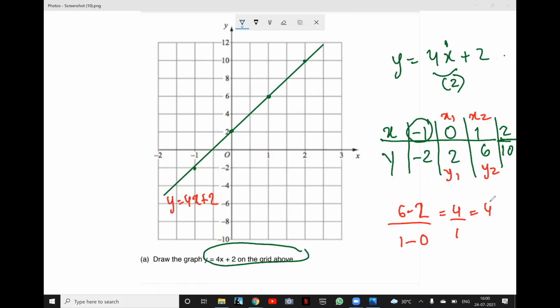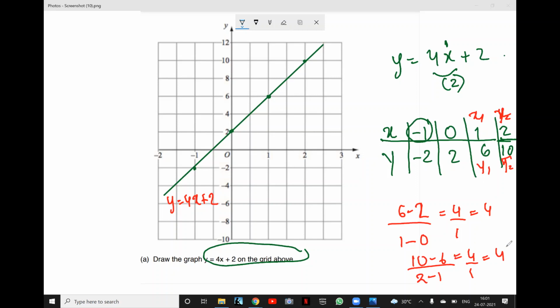I can consider any coordinate. For example, rather than this, let me take this. So any intersecting point will give me the same answer. For example, let us consider this as x2, y2 and x1, y1. y2 minus y1, that is 10 minus 6, upon x2 minus x1, that is 2 minus 1. So I got the same answer.